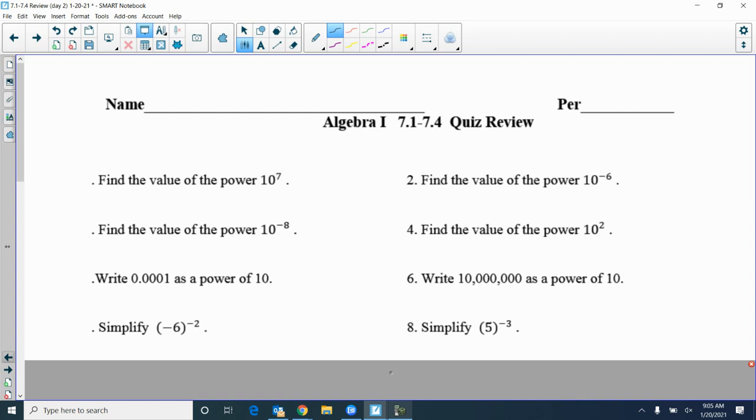We'll give you about 5-6 minutes, see how far you get. Let's see what we can go over.